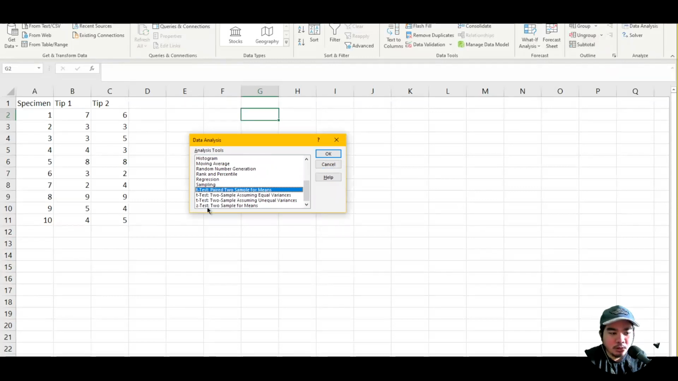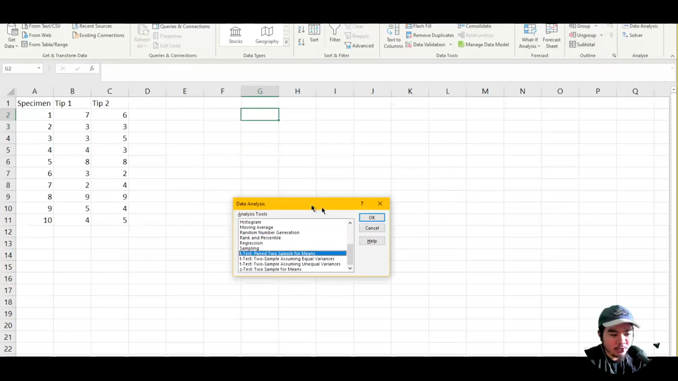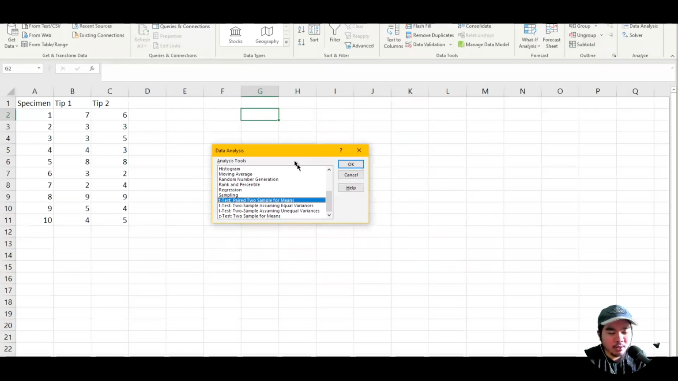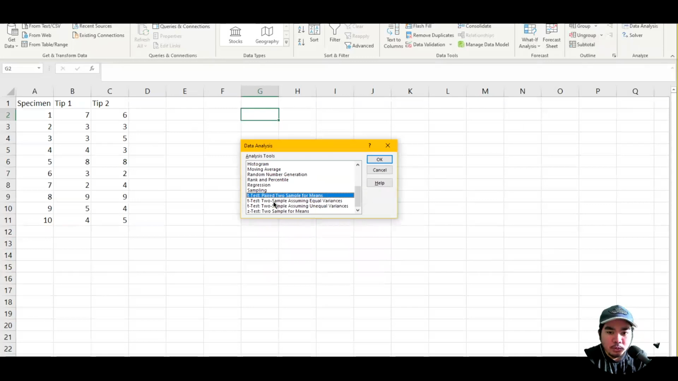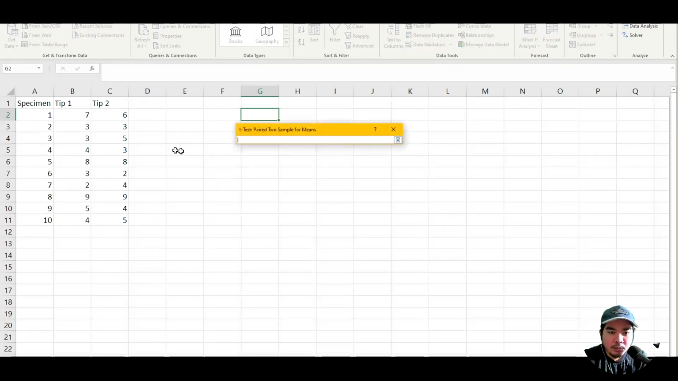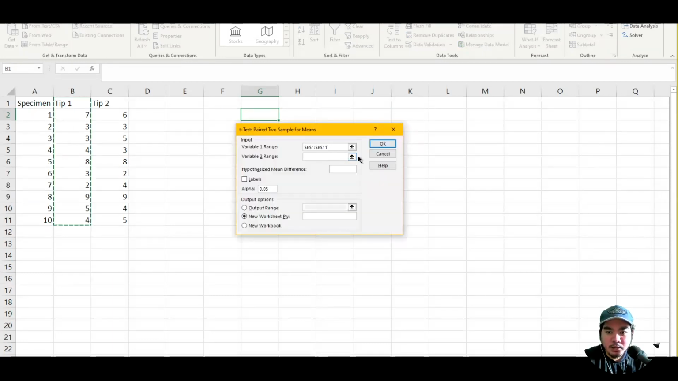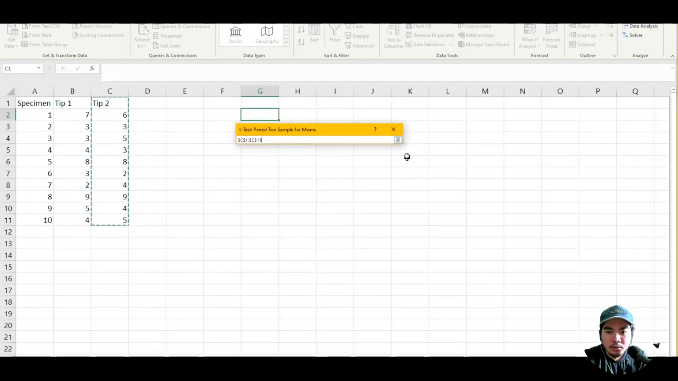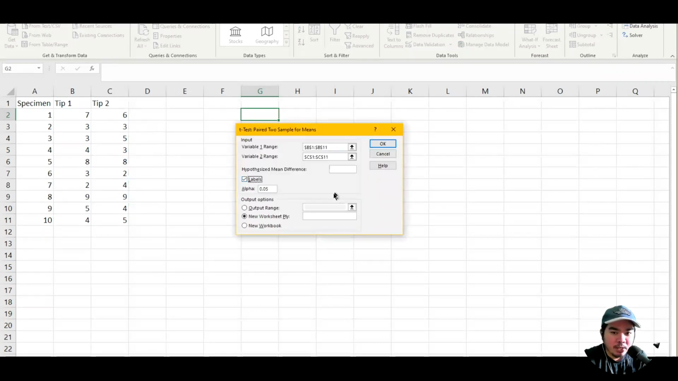Nakikita nyo yung pop-up na dialog box? Ito, nakikita nyo to? Itong naka-float around. Okay, thank you. So, t-test, ang pipiliin natin is yung t-test paired two sample for means. Okay? So, variable one range, ito. And let's include the title na. Okay? Tapos, i-check natin yung labels natin. Okay?